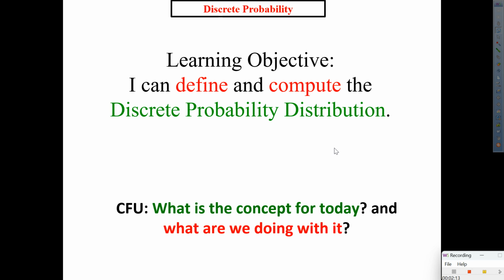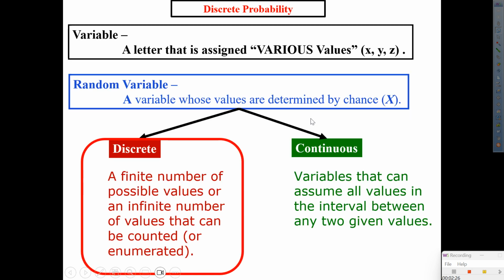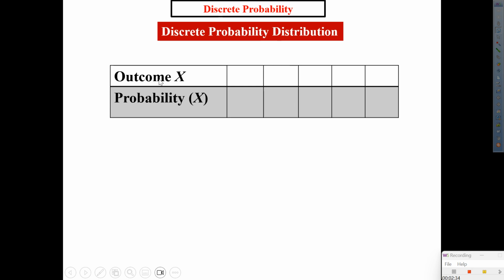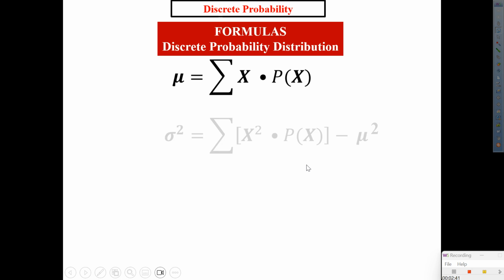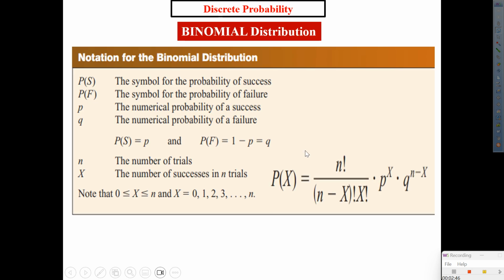Our objective for today: I can define and compute discrete probability distribution. We're in the tail end of this. So where have we been? We started with all the different areas of probability. We went into random variables, discrete and continuous. From there, we went into the probability distribution, then the mean, variance, and standard deviation for the probability distribution. Then we went into binomial distribution and gave you a formula for that. Notice that we went from a single to a double, which is a binomial distribution.